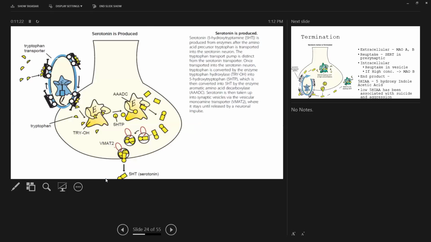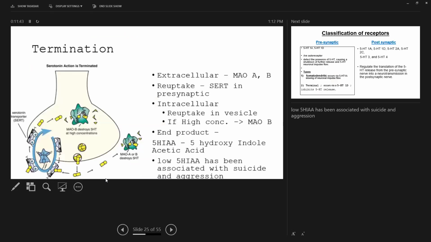Here, serotonin, in the same way, is converted from tryptophan. It is converted by the enzyme tryptophan hydroxylase into 5-hydroxytryptophan, which is then converted by the enzyme aromatic amino acid decarboxylase, and it is then taken up into synaptic vesicles via the vesicular monoamine transporter.